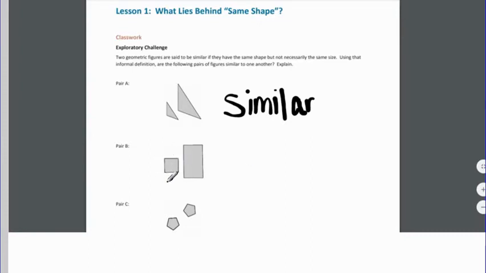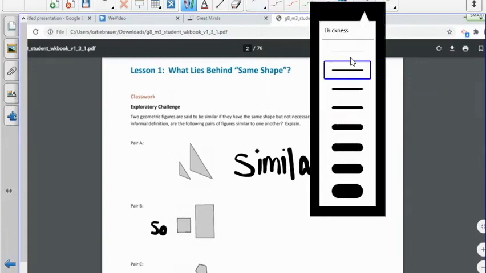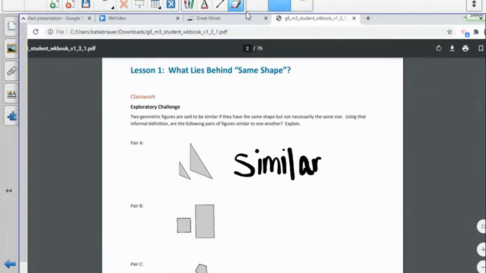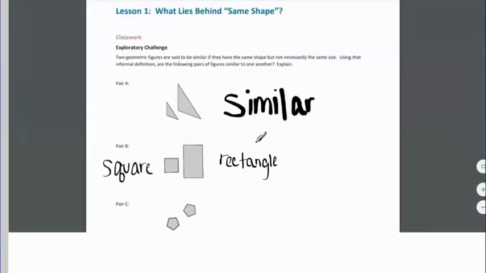So B, what is the first shape in B? What is this shape called? Okay, square. I'm going to make this smaller. So the first shape is a square. What's the second shape? Are those the same shape? So it has to be the same shape in order for you to call it congruent or similar. So in number 2, that shape, this is neither. But they're not the same shape right now, so you can't.